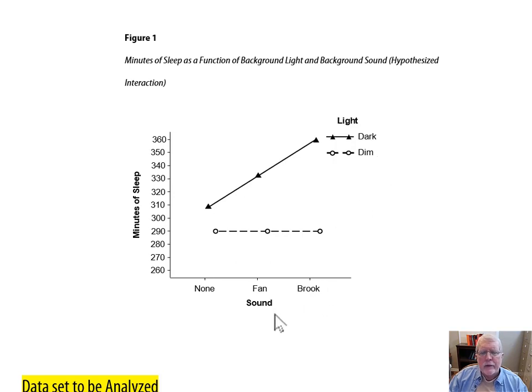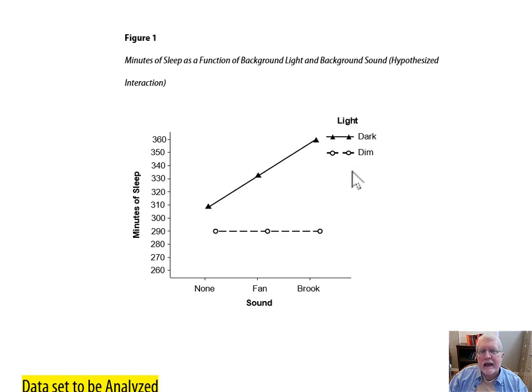Notice that background sound does have an effect and allow people to get more sleep, but only if they're in a totally dark room. When we look at the solid line that represents totally dark room, we can see people listening to a babbling brook got more sleep than those who listened to a fan, and those who listened to a fan got more sleep than those who heard no sound generator at all. So it looks like background sound does have an effect on minutes of sleep, but wait a minute, that's only for those people that are in a completely dark room.